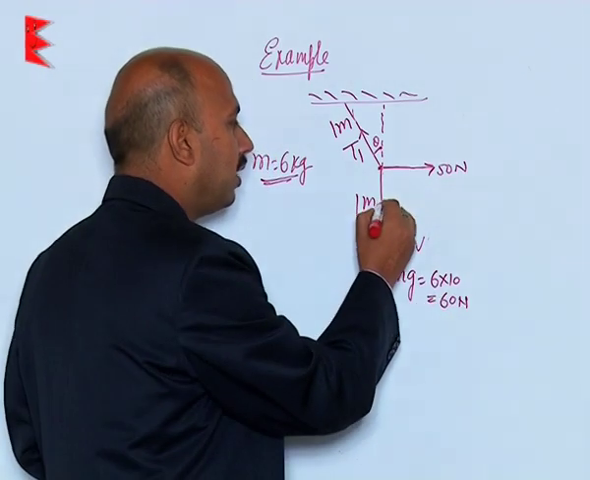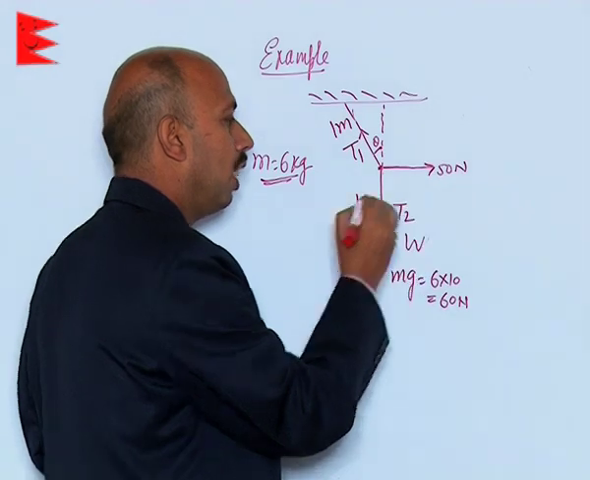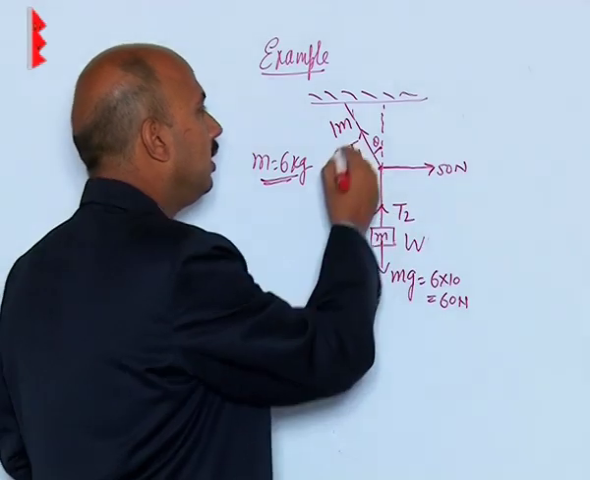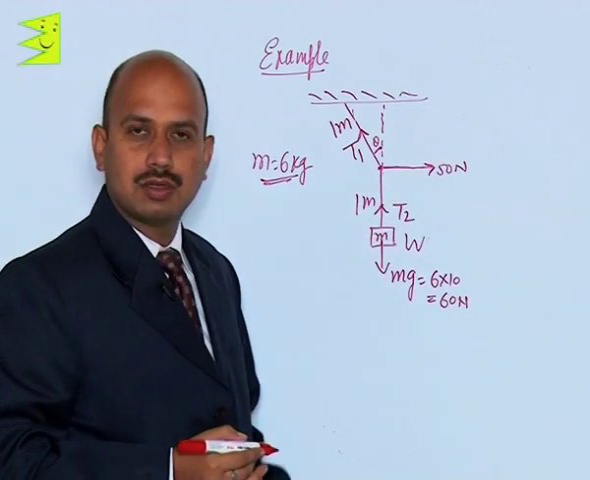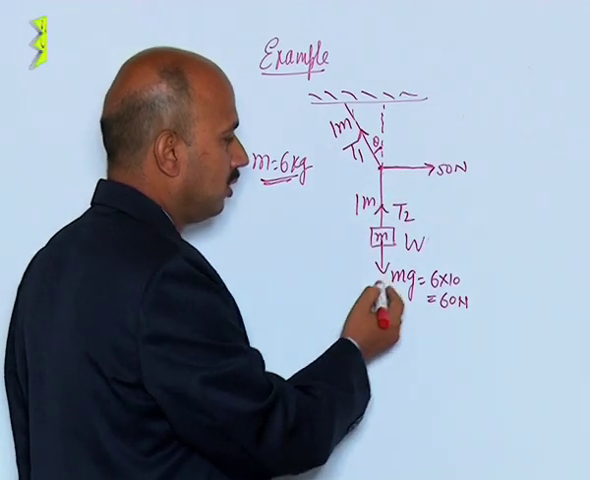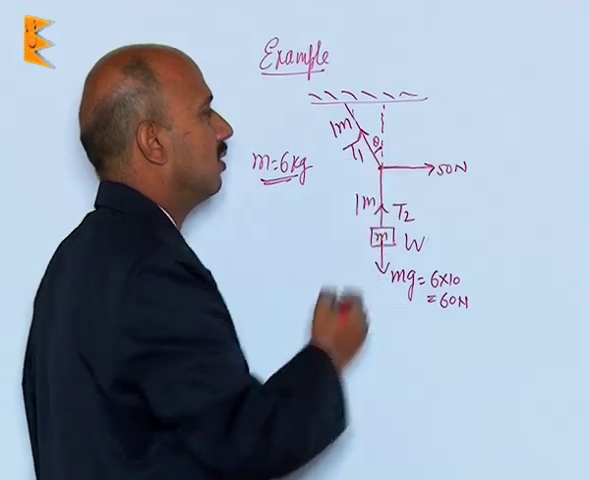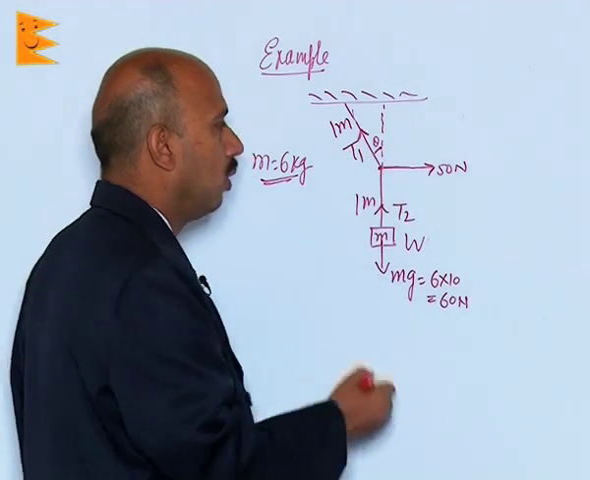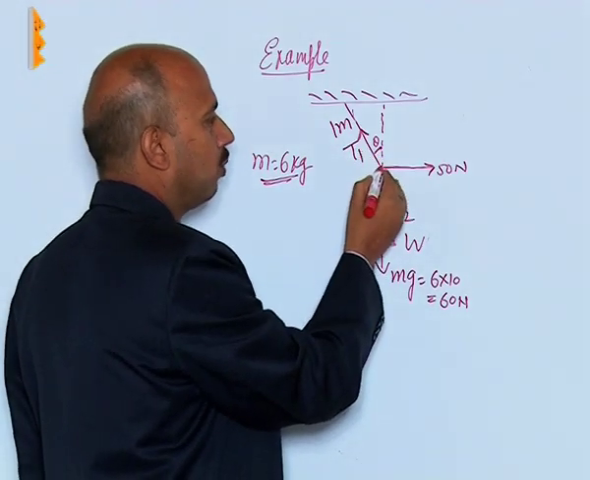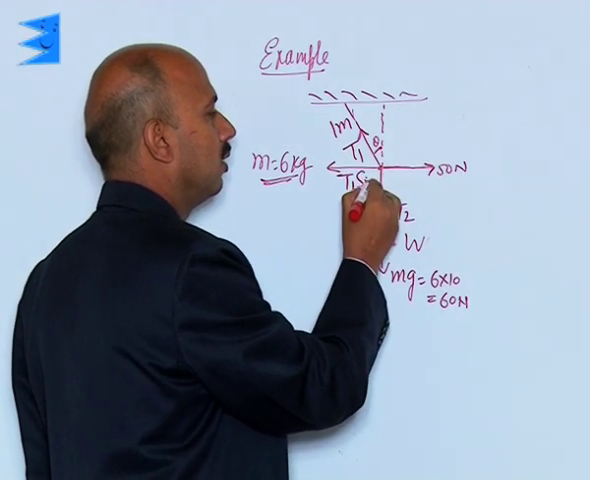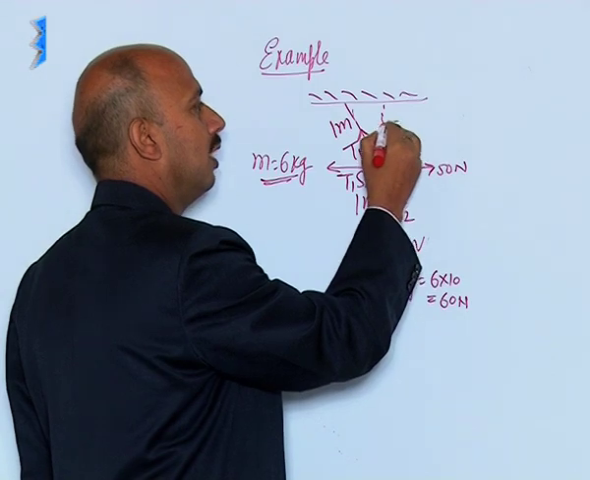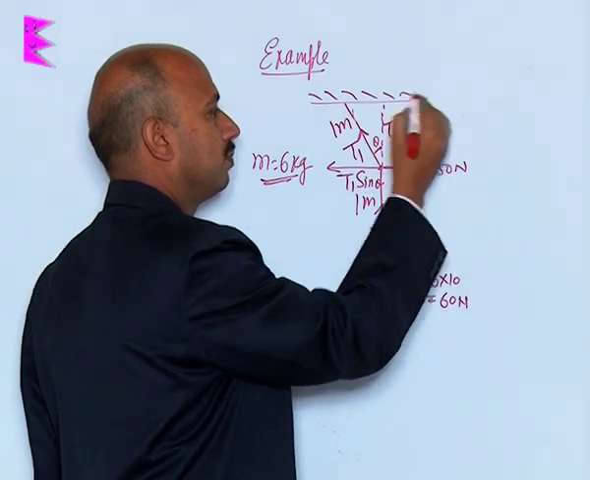So tension is acting to this side, that is T2 upward. Here tension T1 is acting to this side and 50 Newton is acting to this side. So there are three forces here, this is mg, 50 Newton and this tension T1. Now we can split this tension into two components, one is this side, that is T1 sin theta, and one is to this side, that is T1 cos theta.